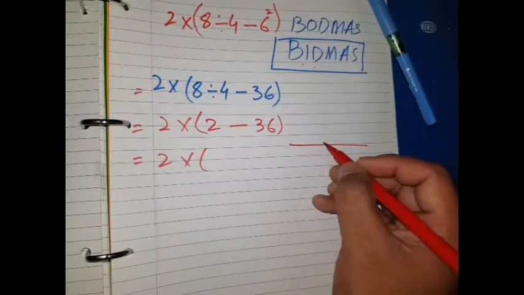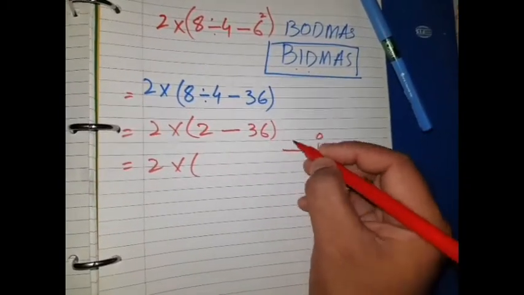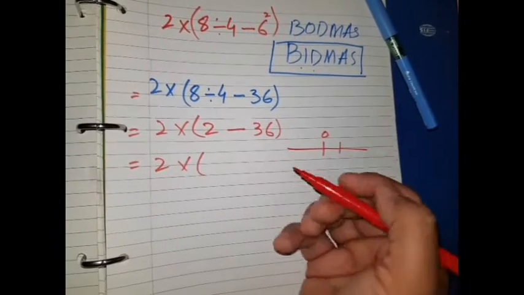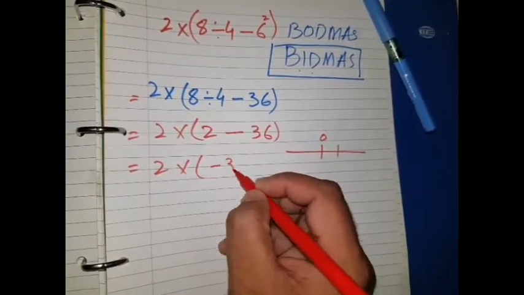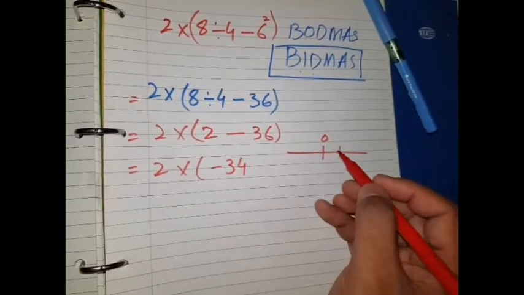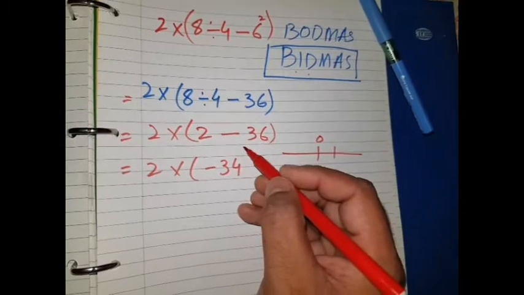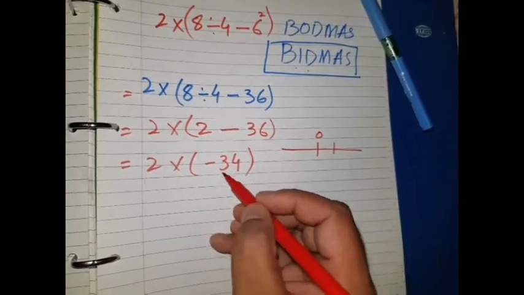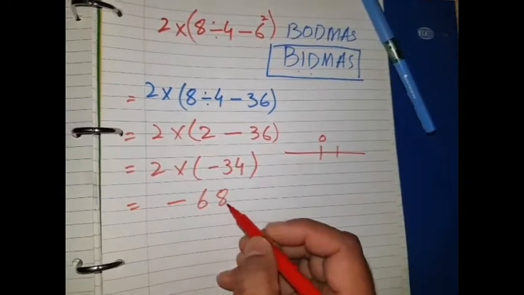Because if I have a number line, this is 0. I am at 2 and I have to go 36 steps back. So of course I will go to the negative numbers. So I will end up into what? I will end up at negative 34, because 2 steps I have taken here, and then I have to take 34 more steps to reach 36. So I will end up with negative 34. Negative 34 times 2 gives me negative 68 as my answer.